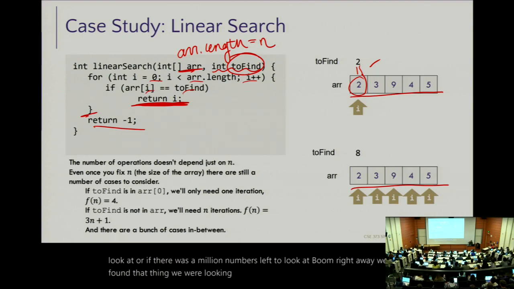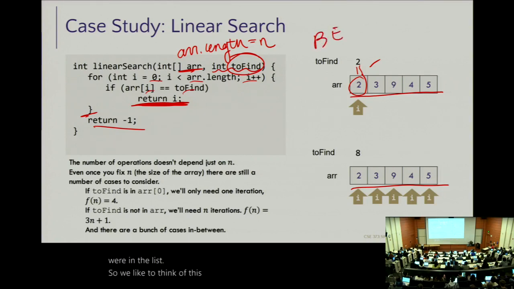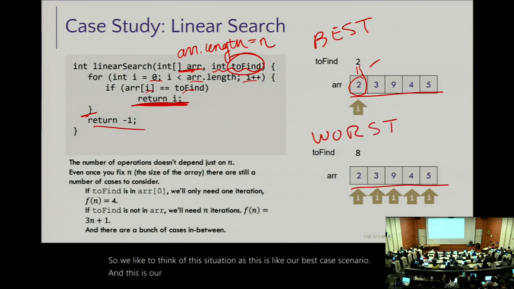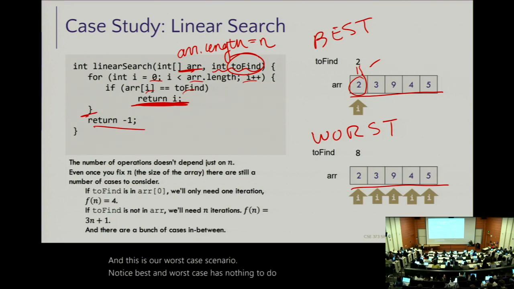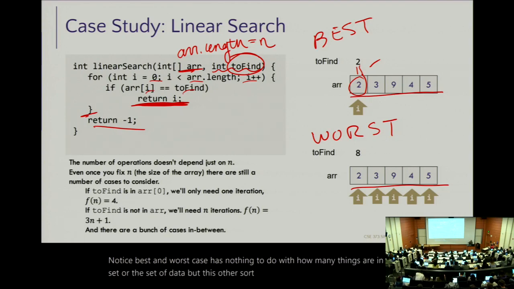Very convenient. But if the thing wasn't in the list, I had to go through the entire list in order to check that it wasn't in there. And that was very dependent on how many things were in the list. So we like to think of this situation as our best case scenario, and this is our worst case scenario. Notice best and worst case has nothing to do with how many things are in the set of data, but this other factor that's come along.